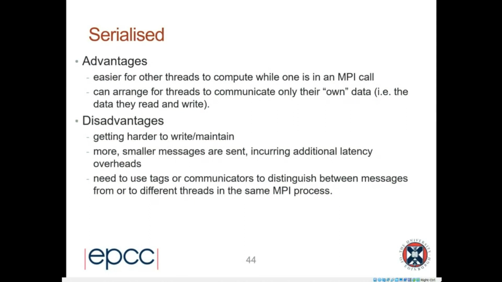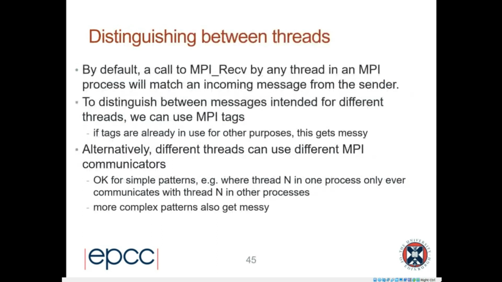Serialized, this is where you have multiple threads calling the MPI library, but only at one time. It's easier for other threads to compute while one is making an MPI call. You can arrange for threads to communicate only their own data, but it's harder to write and maintain. And one of the things we talked about being a benefit of hybrid MPI OpenMP was aggregating messages, sending a smaller number of large messages. That doesn't happen here, and you need to distinguish between messages meant for different threads going to the same process. So again, as I said here, we can use tags to do that.